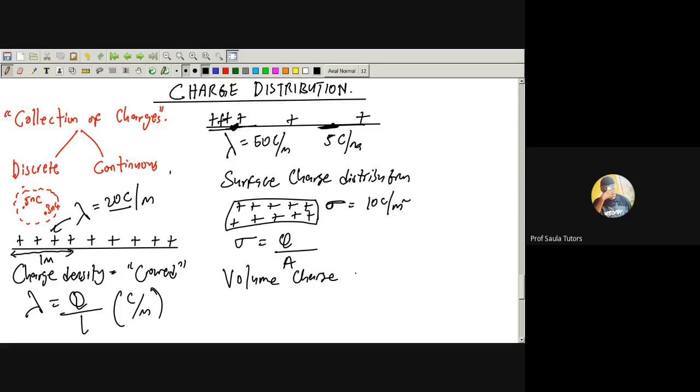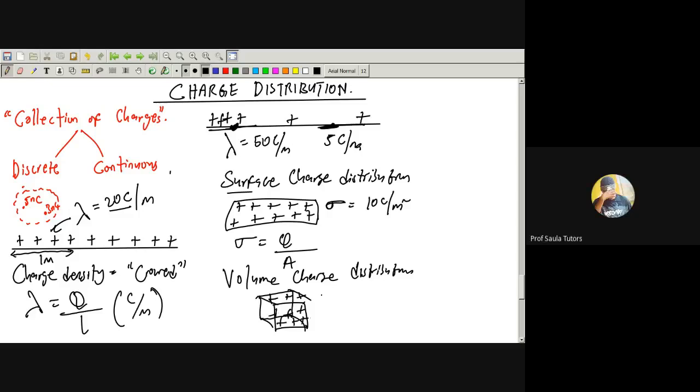The volume charge distribution. If you are solving a question, and they say find the linear charge density, find the surface charge density, find the volume charge density, this is what you just do. This one is denoted as rho. Let me say I have a cube, for example. This is like a volume, and charges are distributed on it.